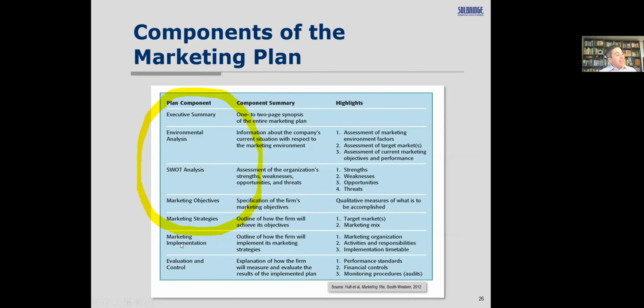These last two categories are not going to be as important, so focus on these: the executive summary, the environmental analysis, the SWOT analysis, the marketing objectives, and the marketing strategies.